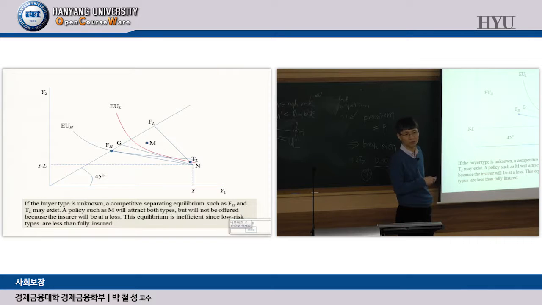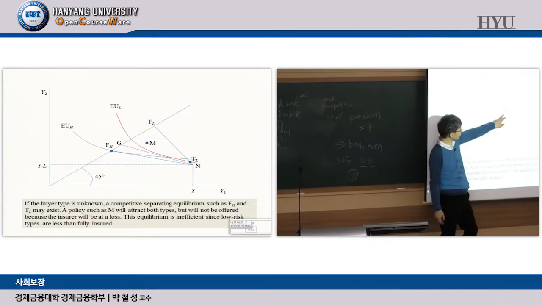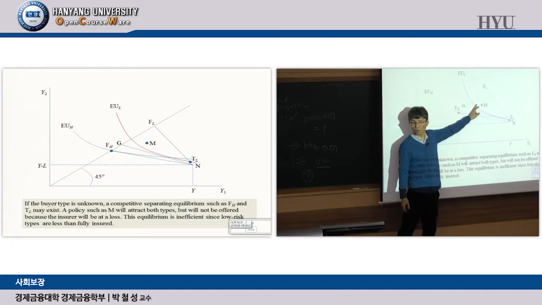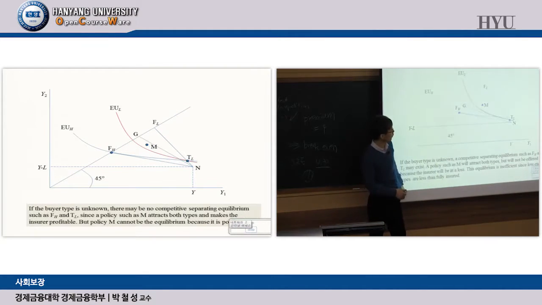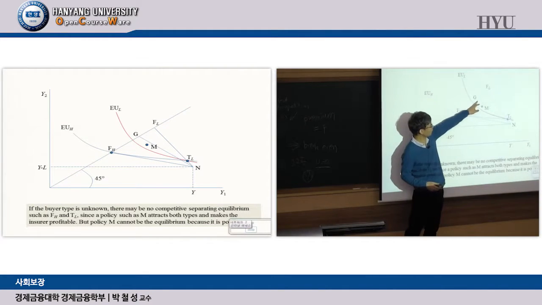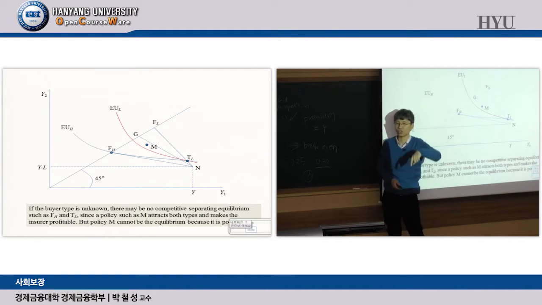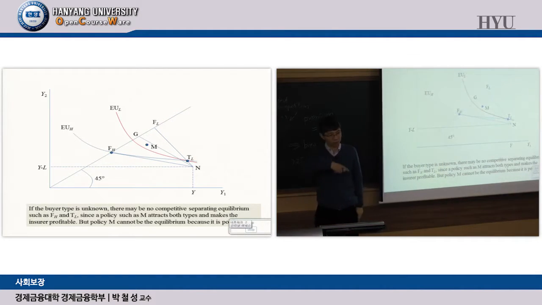Actually, what matters here is where G is. Okay? If G is in between this point, if G is in between here, right, you have an equilibrium. If G is above this, then you have no equilibrium. Basically, in this diagram, you easily see where G is. That determines whether separating equilibrium is possible or not possible.